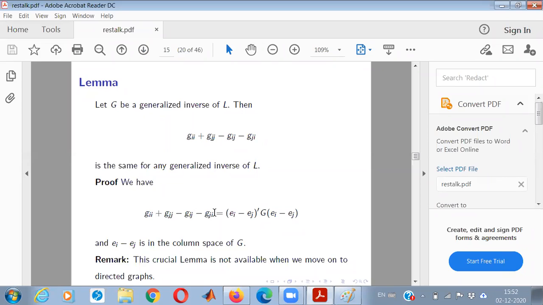So this is a very useful fact because I can put any generalized inverse I want and get something useful. Usually I like to put the Moore-Penrose inverse for mathematical reasons. But you can also put some other generalized inverse.